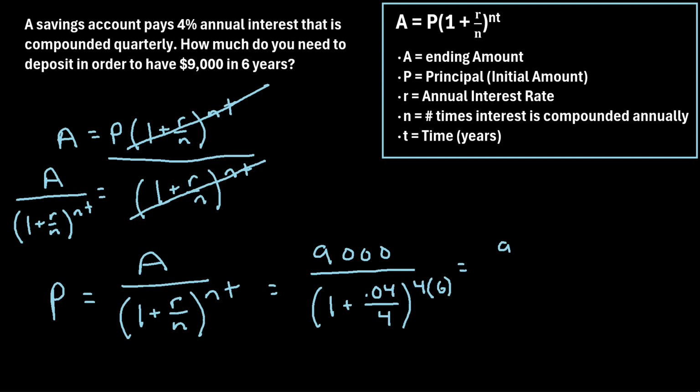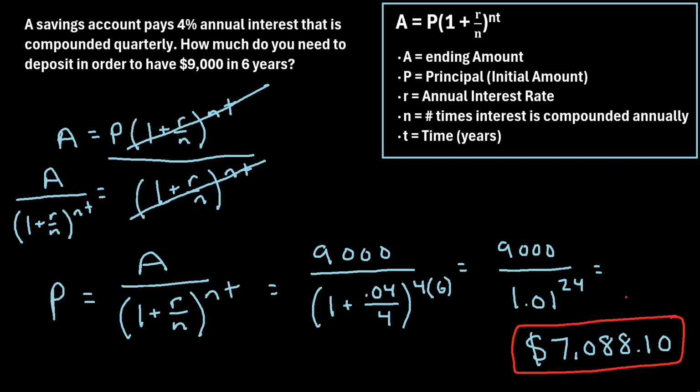So we can simplify this a little bit. We can say 9,000 divided by 0.04 divided by 4, that's 0.01. So 1 plus 0.01 is just 1.01. And that's going to be raised to the power of 4 times 6, which is 24. So if you punch in 9,000 divided by 1.01 to the 24th power into a calculator, you get about 7,088.10. So we'll say dollars for this. So this is our final answer. You would have to invest $7,088.10 in order to have $9,000 in 6 years.